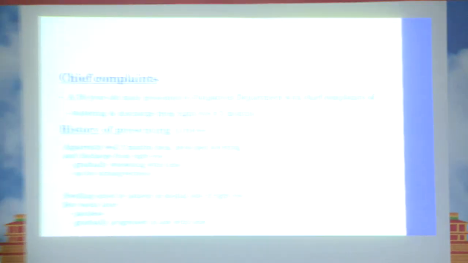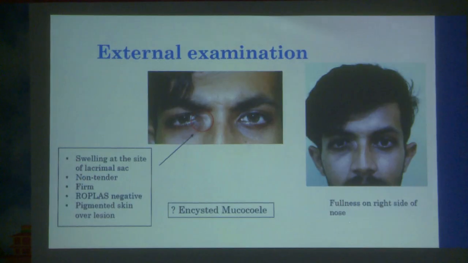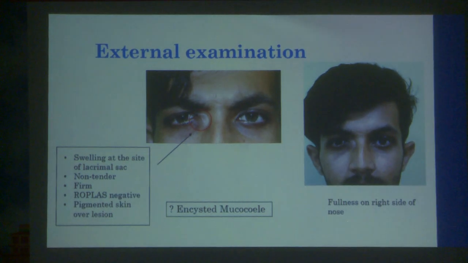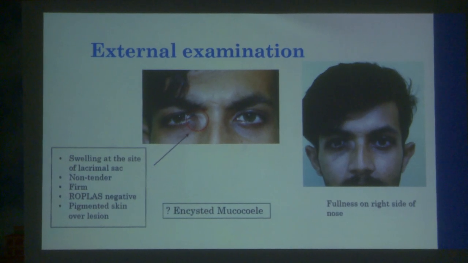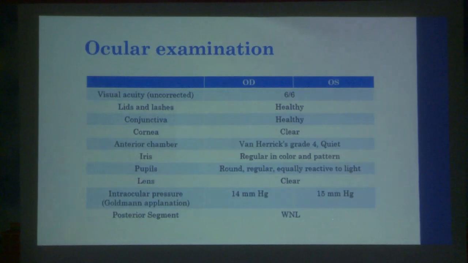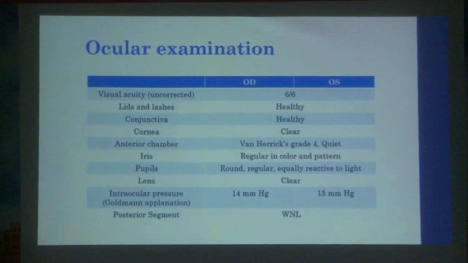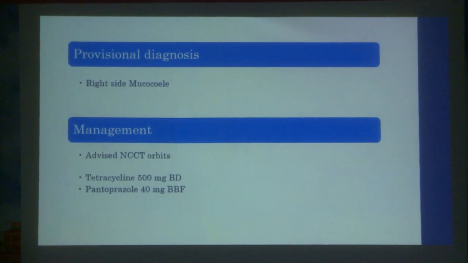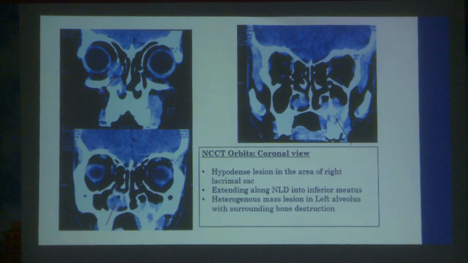Good afternoon, respected dignitaries. My case is a 16-year-old male who presented with watering and discharge from the right eye for 5 months. He noticed a swelling on the medial side of the right eye, which is painless and gradually progressive in nature for the past 5 months. We did a careful external examination, which revealed a non-tender firm swelling at the right side of the eye over the lacrimal sac area. Regurgitation on pressure over the lacrimal sac was negative. Other anterior segment and posterior segment examination was all within normal limits. So with this, we came to a provisional diagnosis of a right-sided mucocele, started the patient on oral tetracycline, and requested an NCCT orbit.